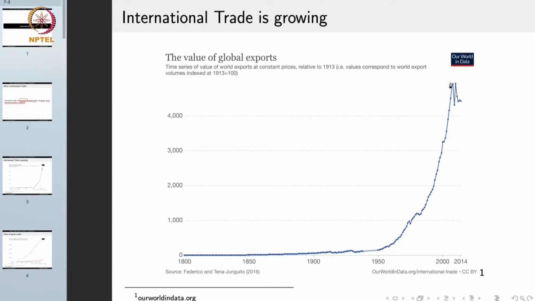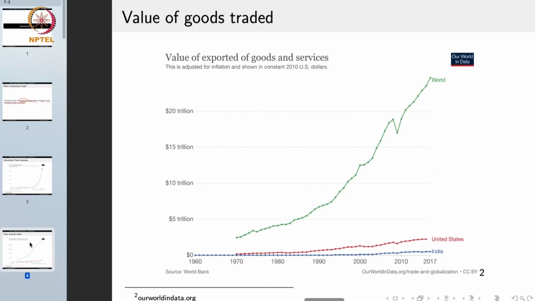And the other thing to note from this curve is that earlier the growth was very less, but these days it has been growing at a very fast pace, especially since the end of the Second World War. After the Second World War, the value of global exports just skyrocketed, and today it's a very large value. If we look at the actual value of exported goods and services, currently around $25 trillion worth of goods and services are being exported every year.